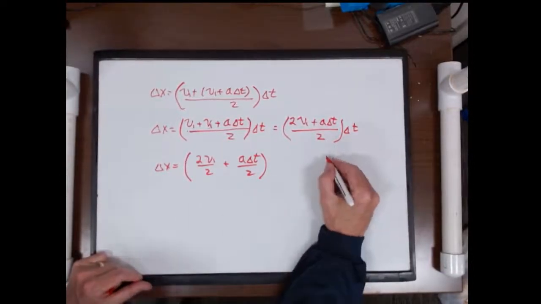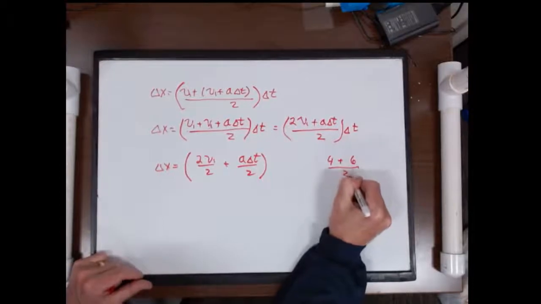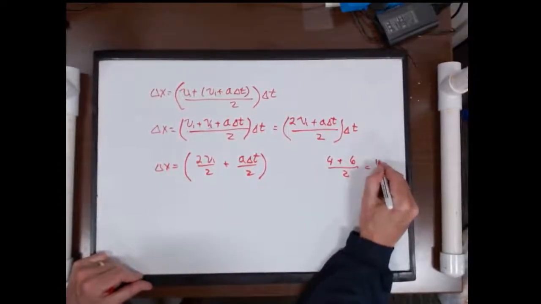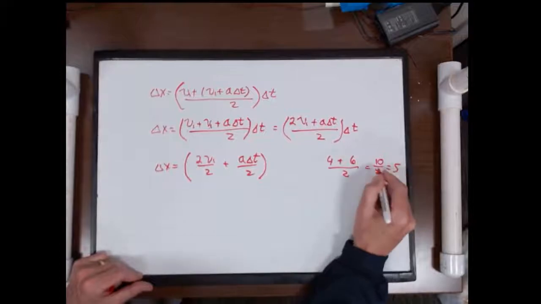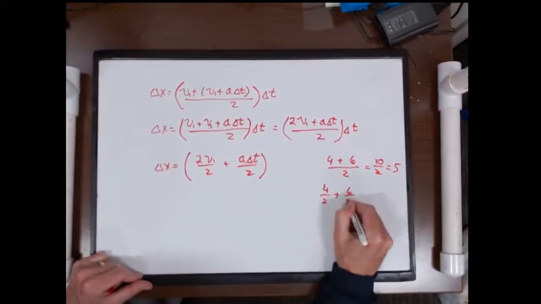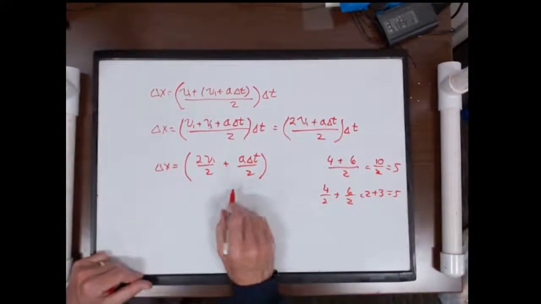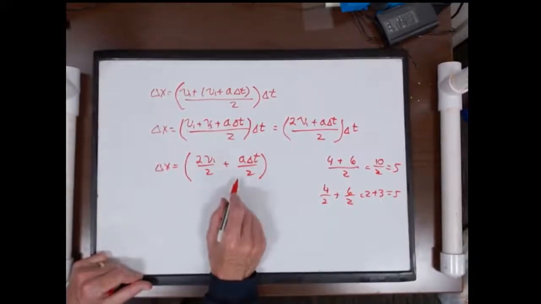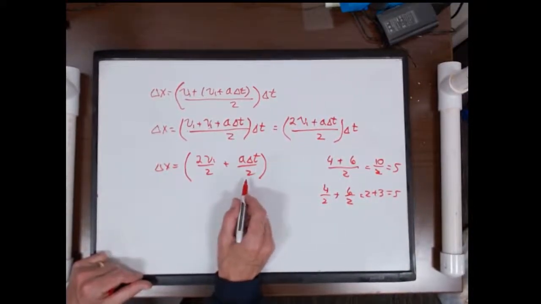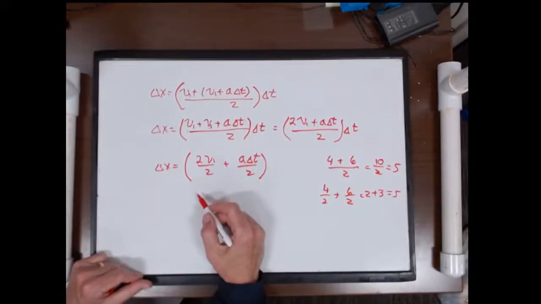Anytime you have, if I write 4 plus 6 over 2, that's just 10 over 2 is equal to 5. I can just as easily write that as 4 over 2 plus 6 over 2, which is equal to 2 plus 3, which is equal to 5. All I've done here is just a little bit of fraction math, and you may not remember that very well, but that's all it is. I'm not going to ask you to regurgitate this or memorize it, and if I give it to you on a test, you'll have these equations on a sheet of paper with you.